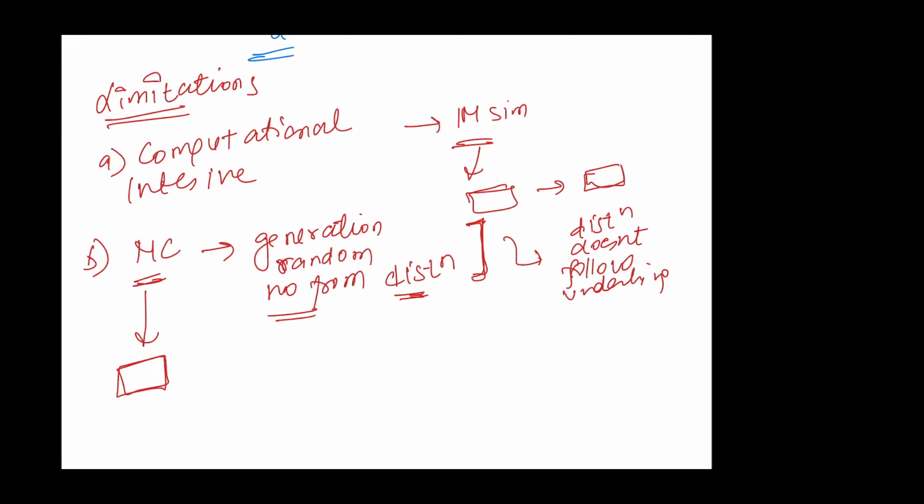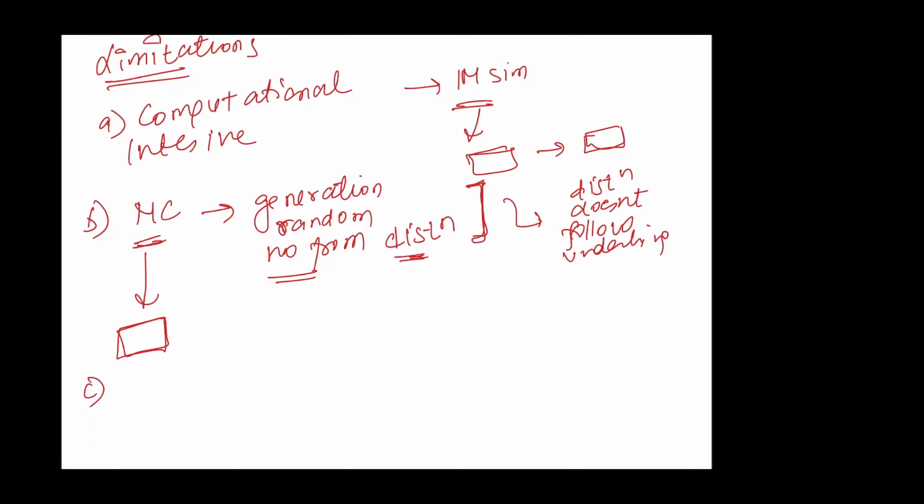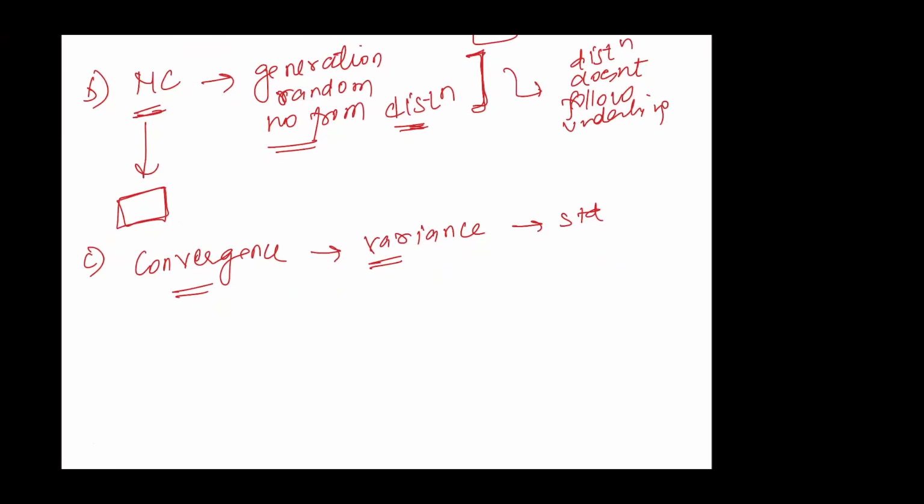Also, we spoke about convergence and accuracy. As we increase the simulations, the variance will also increase. That is one of the issues, because variance is related to standard deviation. We express a price as mean plus or minus standard deviation, and that is how you arrive at a price.